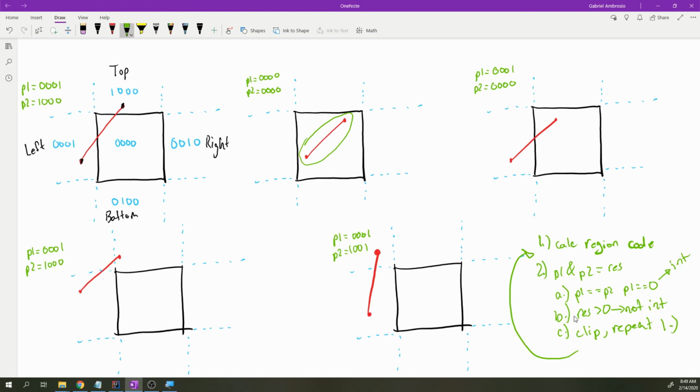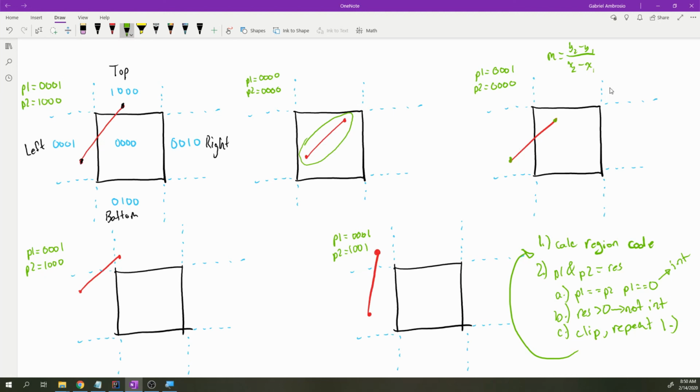That's the next sort of hard part if you're in code. How would you clip this? Well, we know this point, we know this point, which means we know the slope of the line, right? Slope is y2 minus y1 over x2 minus x1. So that'll give us the slope.